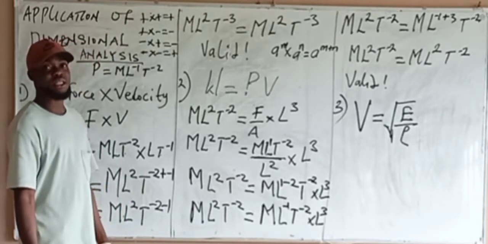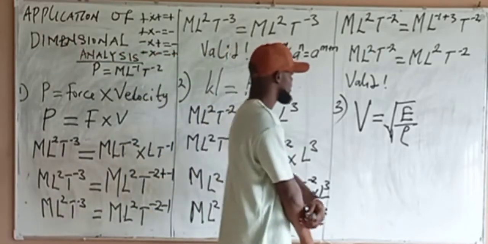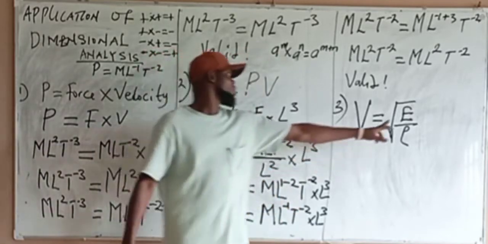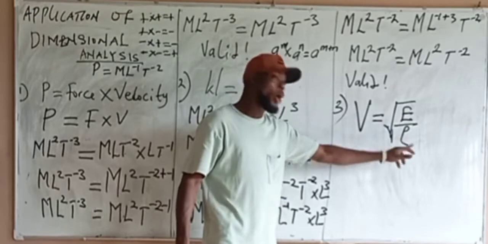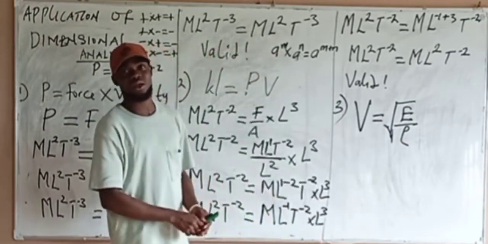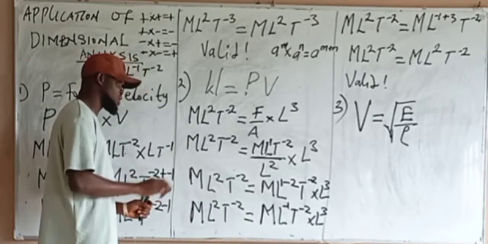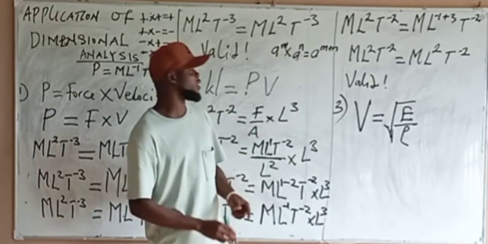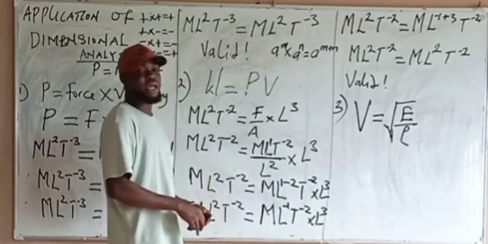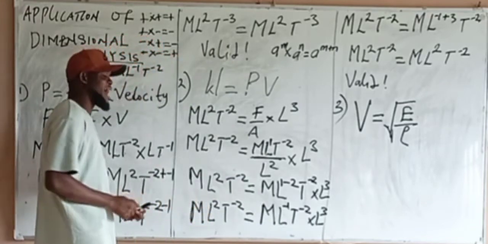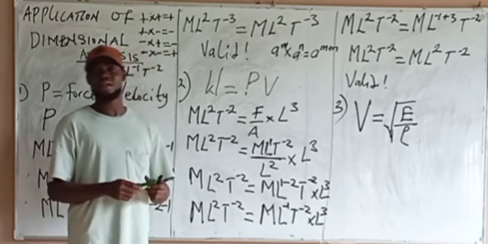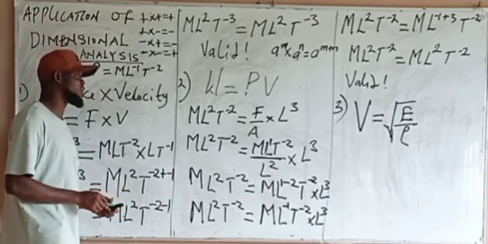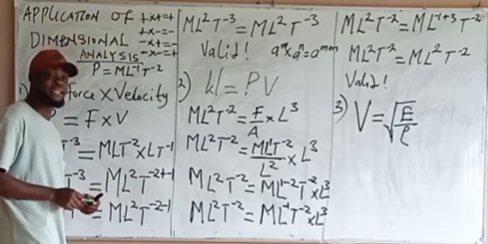Where V is equal to velocity, E is equal to Young's modulus, and rho is equal to density. Use dimensional analysis to check if the equation is valid or correct.